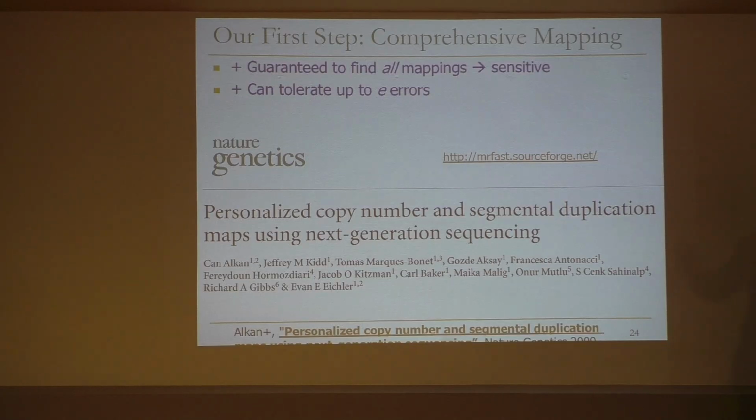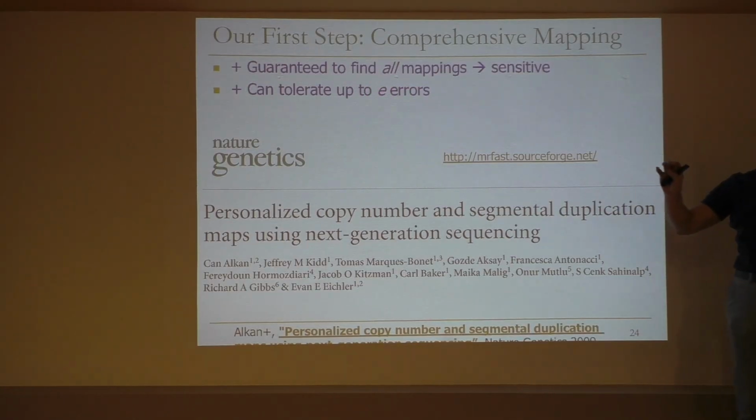So when we first started doing this, our goal in 2007 or so was to design a mapper that's guaranteed to find all mappings. So you have a read, and you want to find all of the occurrences, matches of the read in the reference genome, with some differences allowed, E. And we wanted to increase E as much as possible.